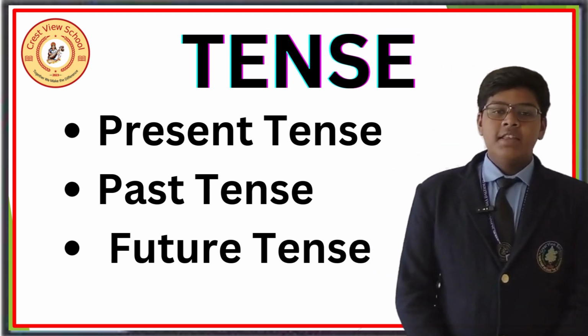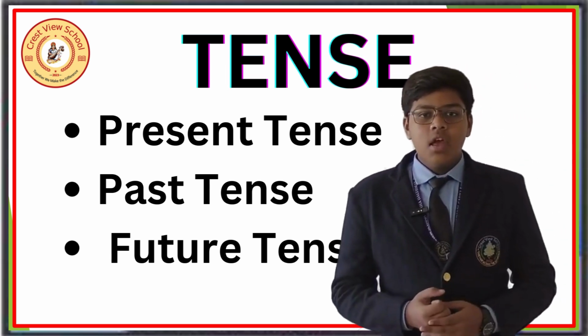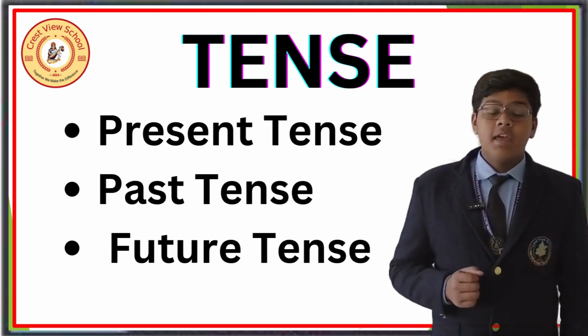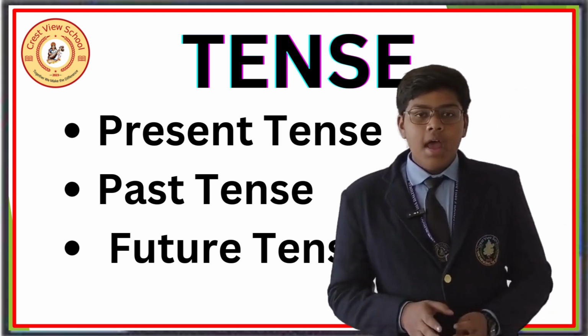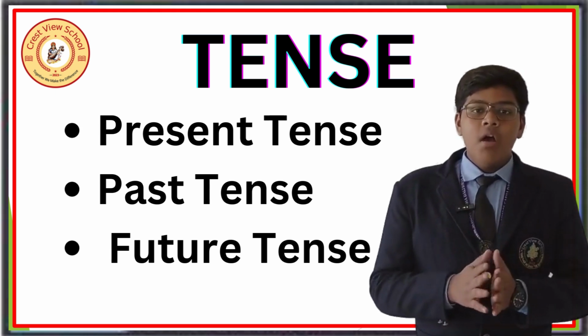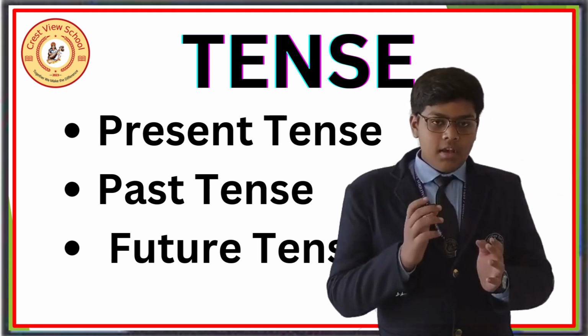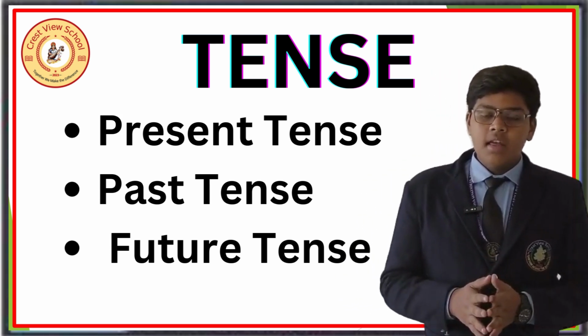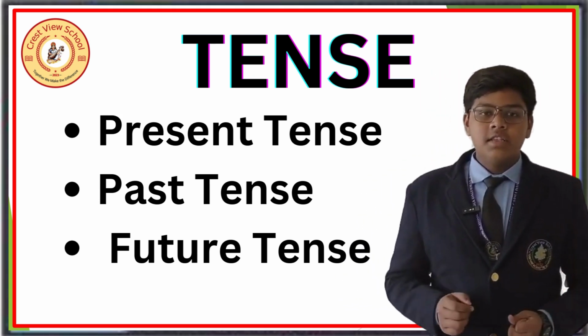And today I will discuss the topic tense. So, what is tense? Tense is derived from the Latin word tempus, and its meaning is time. And tense shows the time of an action, degree, and completeness. And tense has three main kinds: present tense, past tense, and future tense.